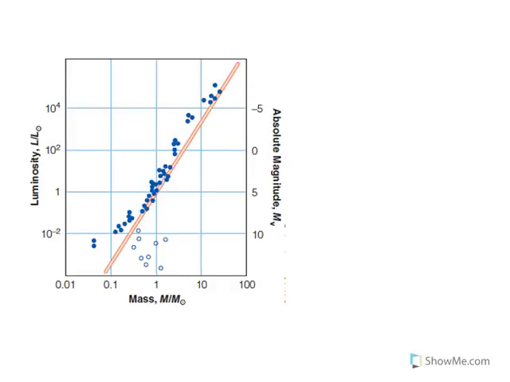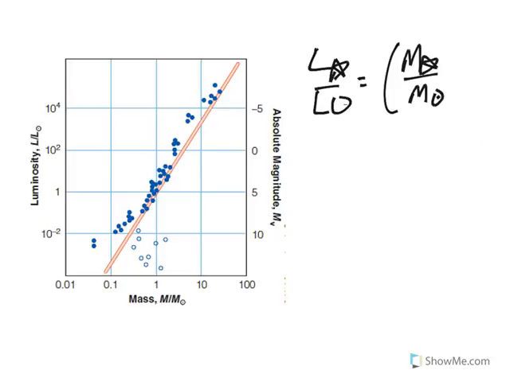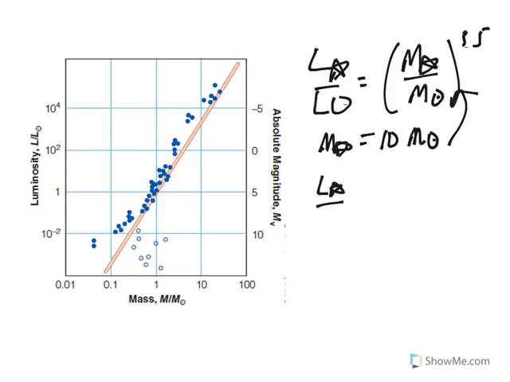Let's look at the mathematical version of this. So the mathematical version is that the luminosity of the star relative to the luminosity of the sun is equal to the mass of the star divided by the mass of the sun to the 3.5 power. So we know that the mass of the star is equal to 10 times the mass of the sun. So we substitute that into that equation. We have the luminosity of the star to the luminosity of the sun is equal to 10 times the mass of the sun divided by the mass of the sun to the 3.5 power.